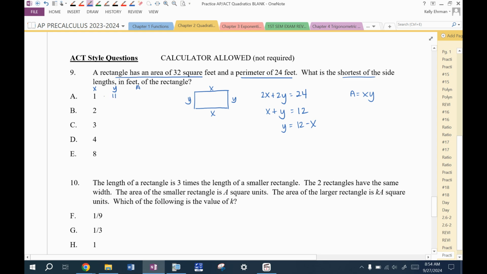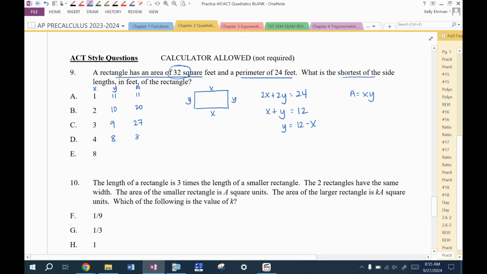And what's the area in that case? It's 1 times 11. Okay, if x is 2, then y has to be 10. I'm just doing 12 minus x. That area would be 20. We're trying to get an area of 32. If x is 3, y would be 9. That's 27. If x is 4, 12 minus 4 is 8.